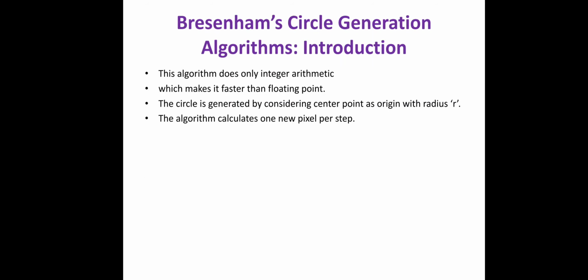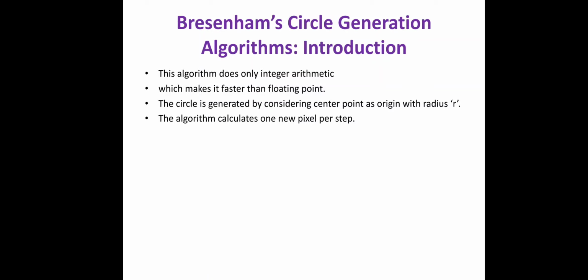Next we will see the introduction behind Bresenham's, how the formulas are derived in this Bresenham circle generation algorithm. We have seen DDA line drawing and Bresenham's line drawing. What is the basic difference between them? DDA works on floating point, but Bresenham's works only on integers. The same thing holds here also. This Bresenham circle generation algorithm has only integer arithmetic. It is not using any floating point number, rather it is using only integers, which makes it faster than floating point. Obviously it will be faster.